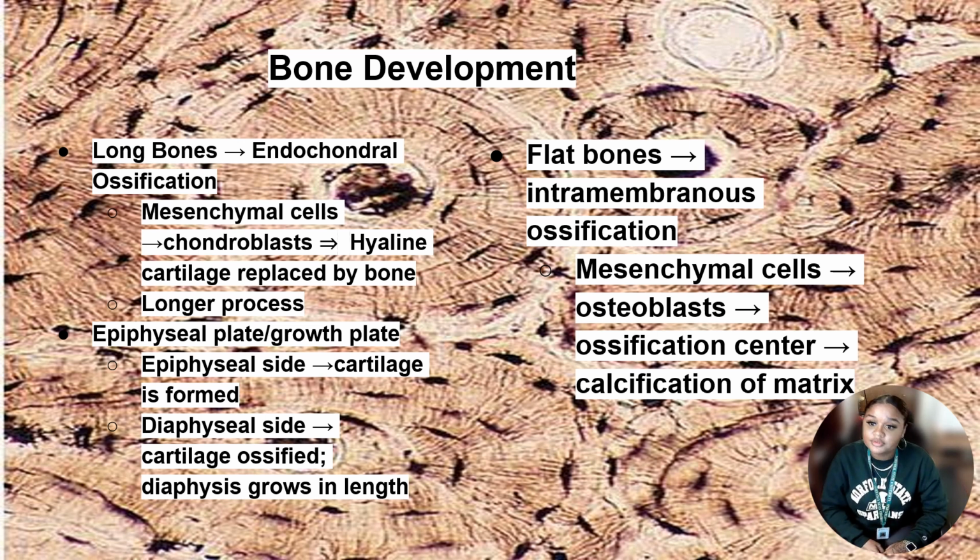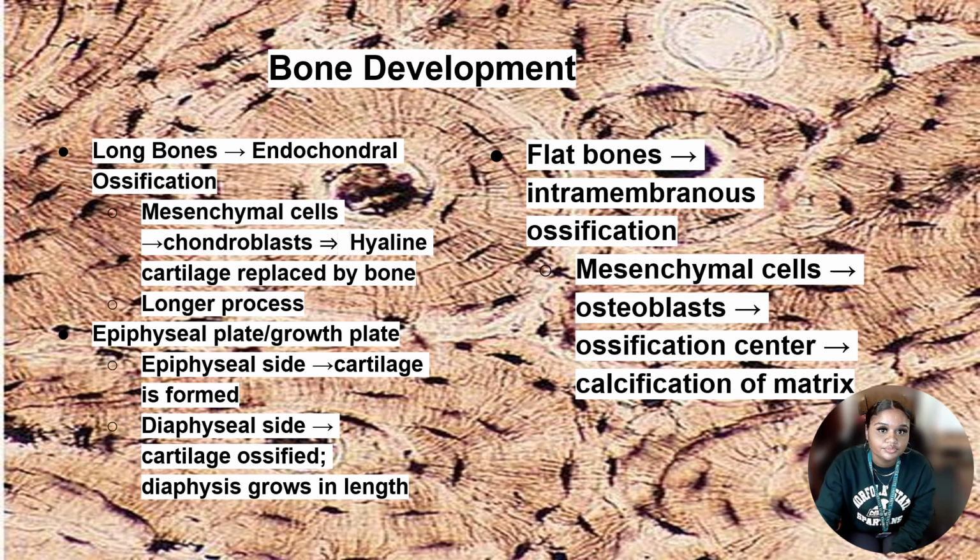Now for your flat bones, think of your skull, that's intramembranous ossification. So that's when your mesenchymal cells become osteoblasts and then form that ossification center and a calcification of the matrix, like a calcified matrix. And that makes sense because you've got your skull bones, those fissures form and make an actual hard skull. Because when you're a baby, it's just a fontanelle and loose fissures, and then they come together and calcify. So that's a way to know the difference between the two. Flat bones, intramembranous ossification. Long bones, endochondral ossification.